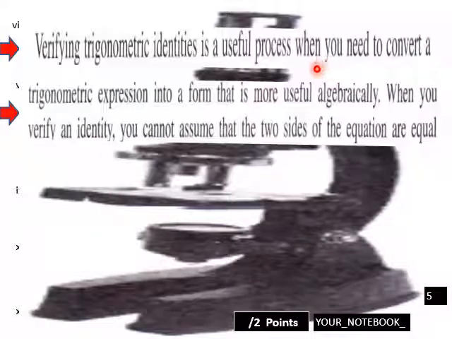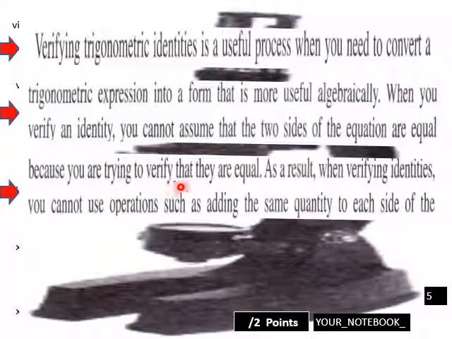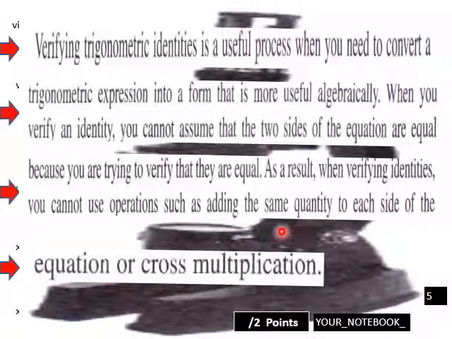Verifying trigonometric identities is a useful process when you need to convert a trigonometric expression into a form that is more useful algebraically. When you verify an identity, you cannot assume that the two sides of the equation are equal because you are trying to verify that they are equal. As a result, when verifying identities, you cannot use operations such as adding the same quantity to each side of the equation or cross multiplication.